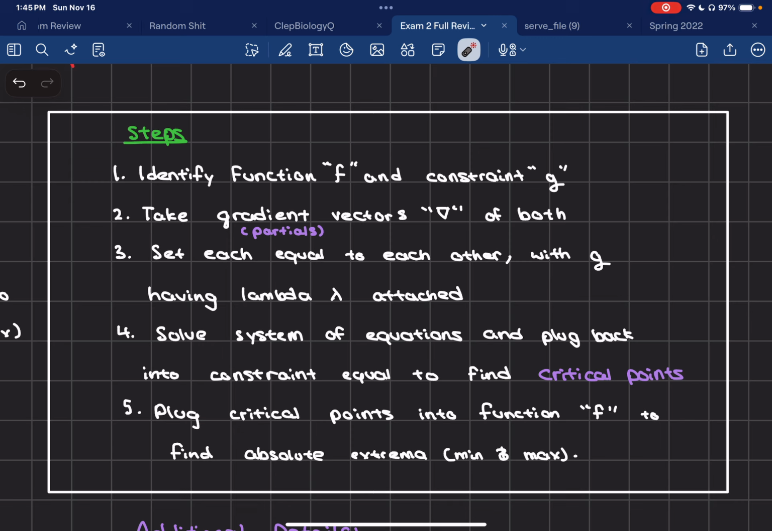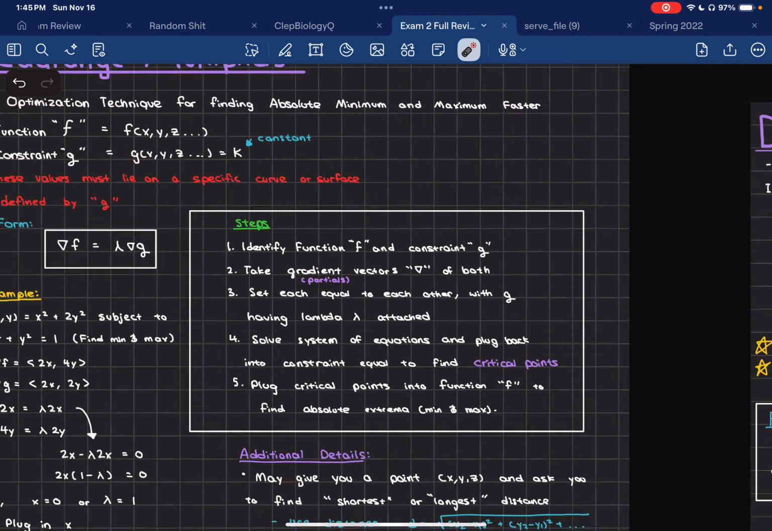Take the gradient, also known as the partial derivatives vector, of both of them, then set them equal to each other with g having lambda attached to it. Number 4 is solve the system of equations and plug back into the constraint equation to find the critical points. And then the last step is to plug these critical points into function f to find absolute extrema, min and max. Now, if that was a bit confusing, I also have an example for you.